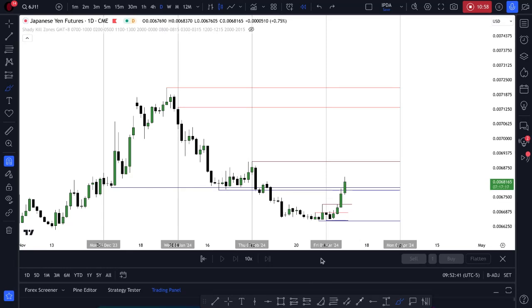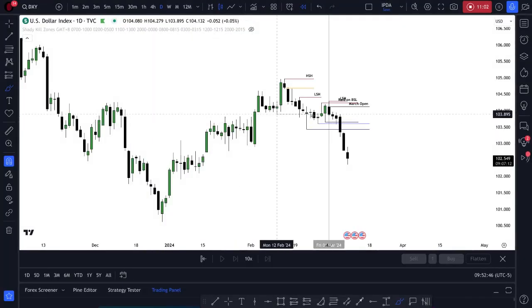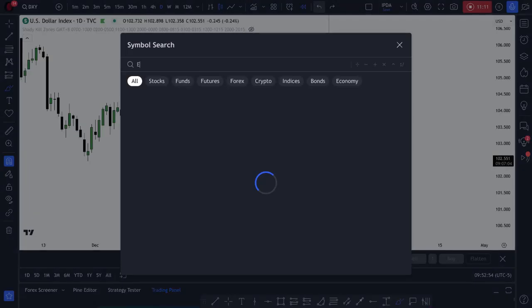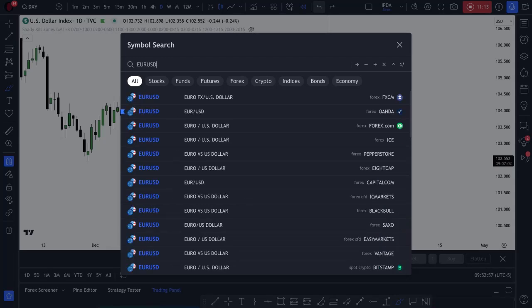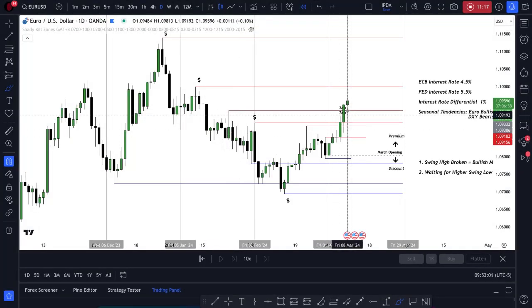And if we take a look at the DXY, DXY just selling. Since the start of March, just selling off. Still looking to see if we're going to get some type of pullback and then price is going to go lower. Same thing for EU. I want to see if we're going to get a pullback anywhere along the lines of the IPTA levels and then price going higher potentially. That's what I like to see.